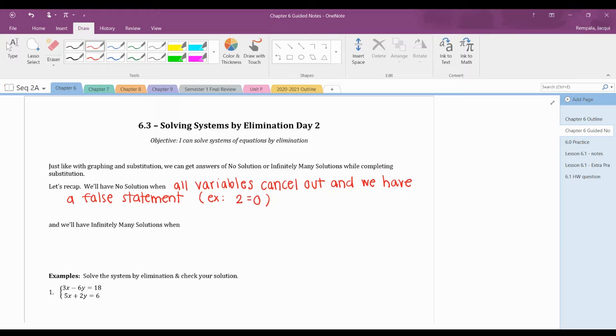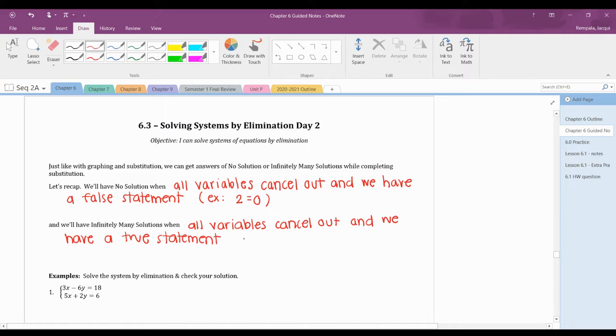We will have infinitely many solutions when all the variables cancel out and we have a true statement. So an example of a true statement would be something like -5 equals -5. Obviously, they're the same number. So yes, it's a true statement.